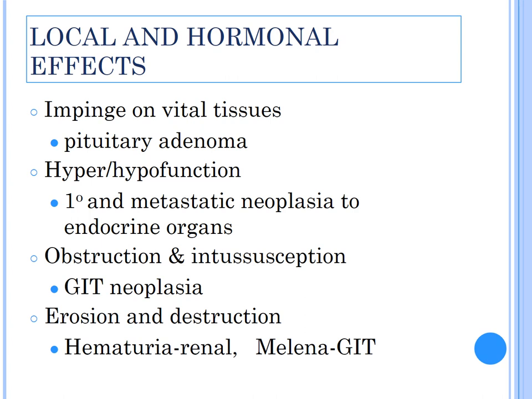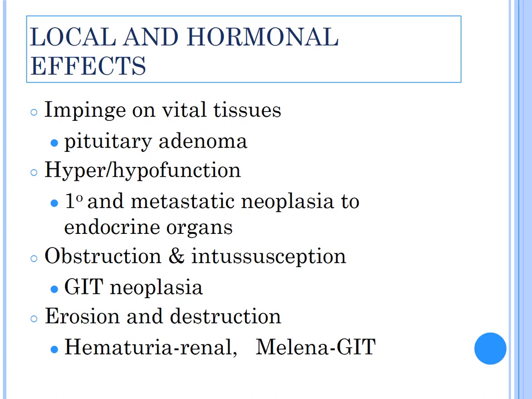And again, in the GIT, like I said, you can have obstruction. Intussusception is when the tumor in the intestine will pull one part of the intestine into another part. That is called intussusception. A part of the intestine will be enveloped inside another part of the intestine because of that tumor. And a common one is erosion and destruction, like in the kidney, you can have destruction of the glomeruli, and you will have hematuria because you will have a lot of bleeding there.